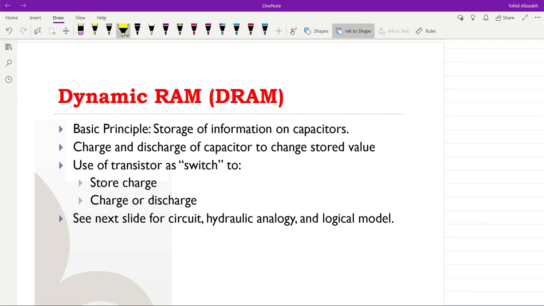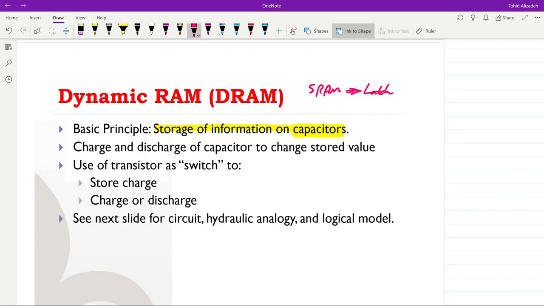Dynamic RAM or DRAM is another type of RAM. If you remember, the previous one was called SRAM or static RAM. The basic principle for the operation of the dynamic RAM is that storage of the information is done on the capacitors, while for the SRAMs, we had the information stored on the latches. So here the capacitors are used in order to store the information.